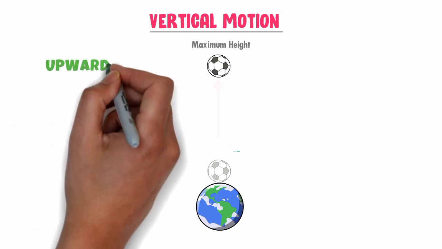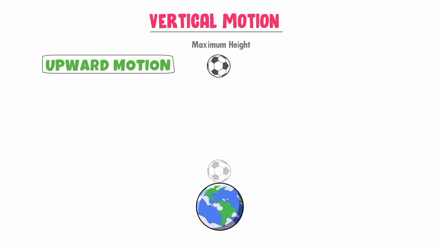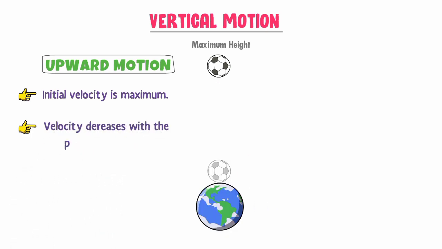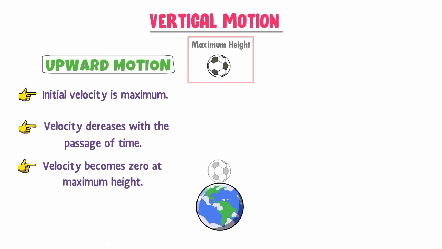Here, let me discuss the upward motion of this ball. The first concept is that the initial velocity of this ball is maximum because when you throw the ball, you exert maximum force. The second concept is that the velocity decreases with the passage of time as this ball gains height. It is because of the air resistance and gravity. The third concept is that velocity becomes zero at a maximum height. Now the ball will fall down.